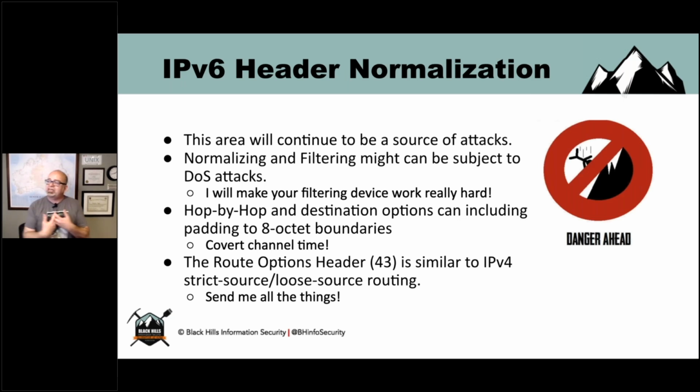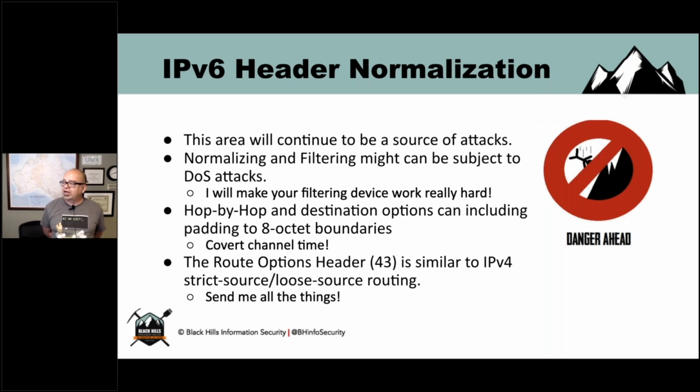So header normalization is going to be a source of attacks. We can anticipate it. Normalizing and filtering is something that we are going to have to do, but then you suffer potential denial of service. I will make your filtering device work really hard, right? Hop-by-hop and destination options can also include padding to pad things to 8-bit or octet boundaries. Can you say covert channel time, right?